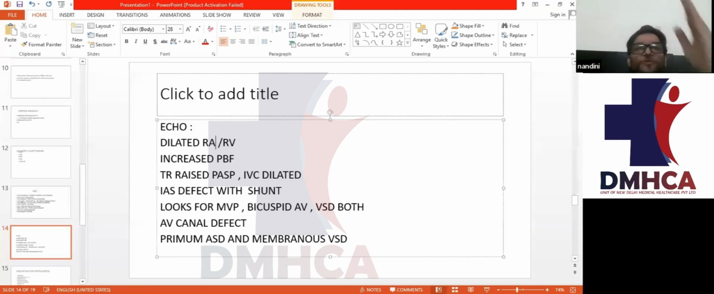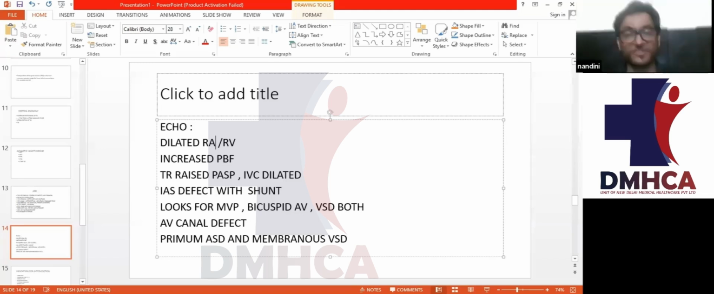Since there is increased flow to the pulmonary circulation, there is TR, tricuspid regurgitation, and there is increased pulmonary artery systolic pressure. If they are more than 35, then you say pulmonary arterial hypertension. You might have a dilated IVC because of the pulmonary congestion. Then you will see the atrial septal defect.